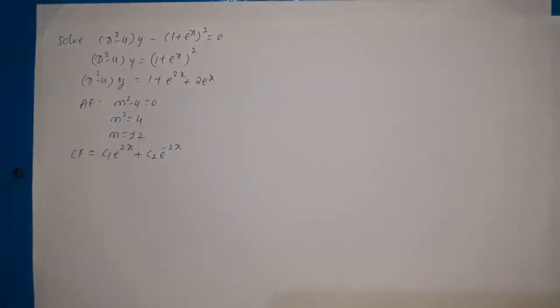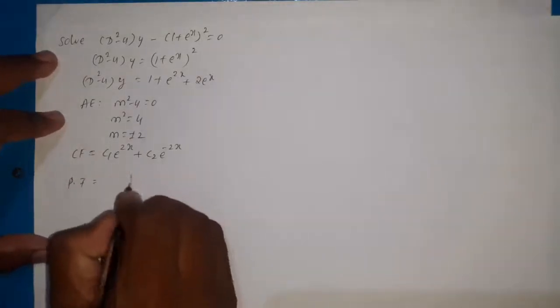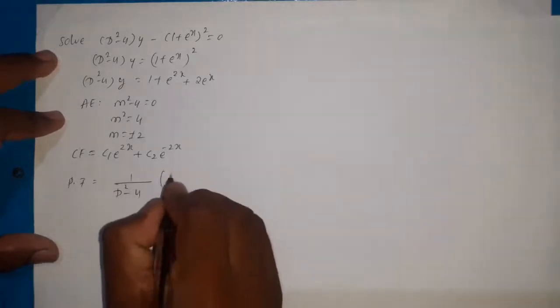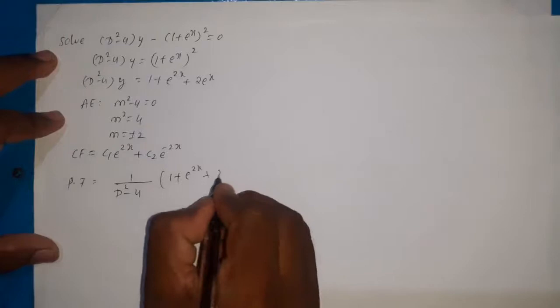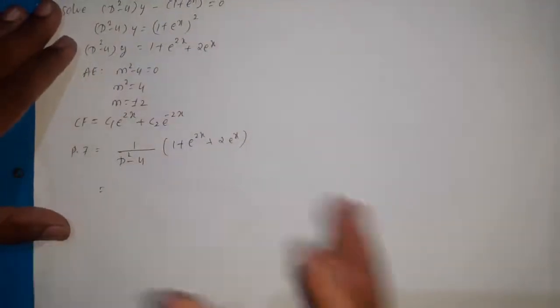Here we have two distinct real roots, so the complementary function becomes c1 e^(2x) + c2 e^(−2x). Now let us write the particular integral. The particular integral is 1/(D² − 4) into (1 + e^(2x) + 2e^x). Here we have three terms on the RHS: 1, e^(2x) and 2e^x. 1 means e^(0x), because e^0 is equal to 1.